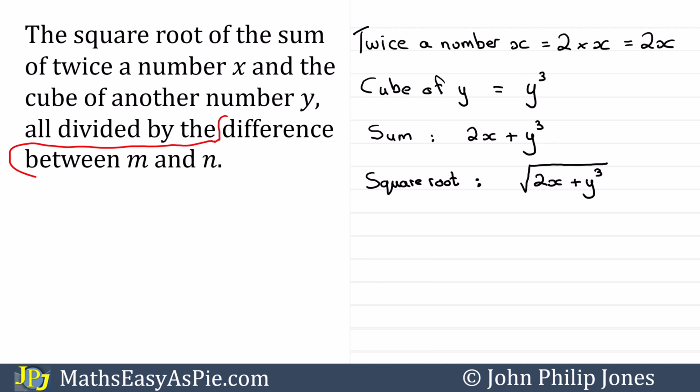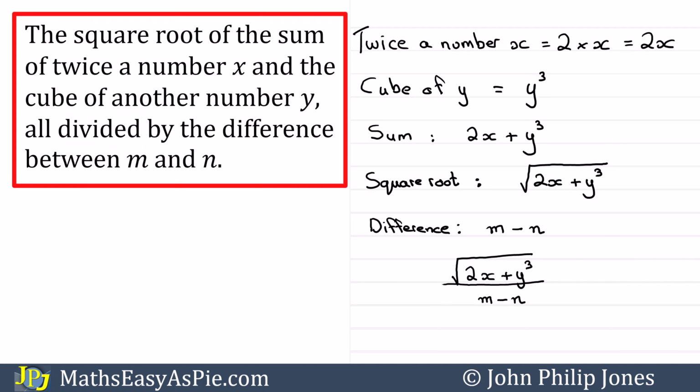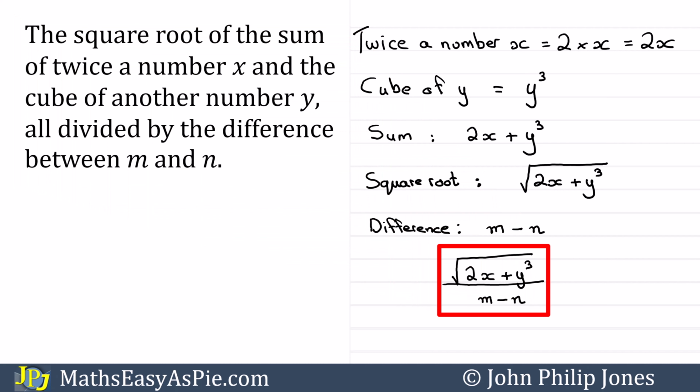We can see within the text, it's saying the difference between m and n, which we can write out as shown here. The difference is the m minus the n. Of course, the text says we divide what we've found. So we have the square root of 2x plus y cubed, and then we divide this by the difference, which is m minus n. So this text in symbol form, in other words, in algebra form, can be written as shown here.